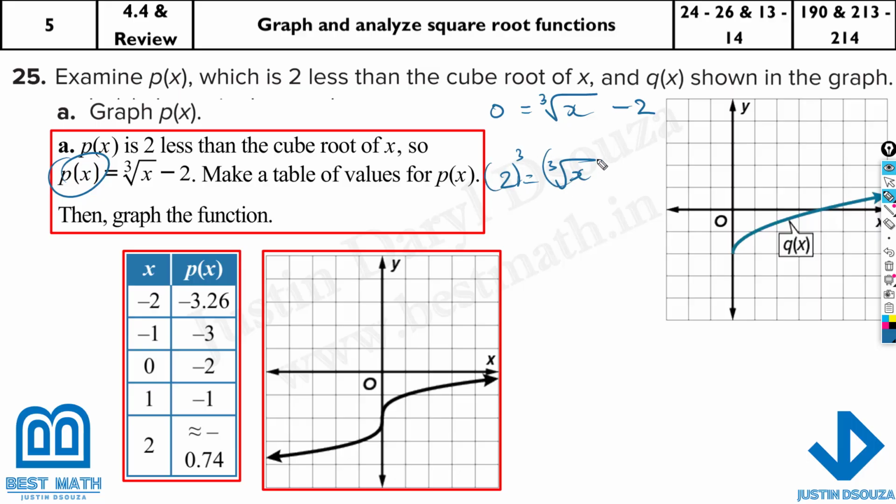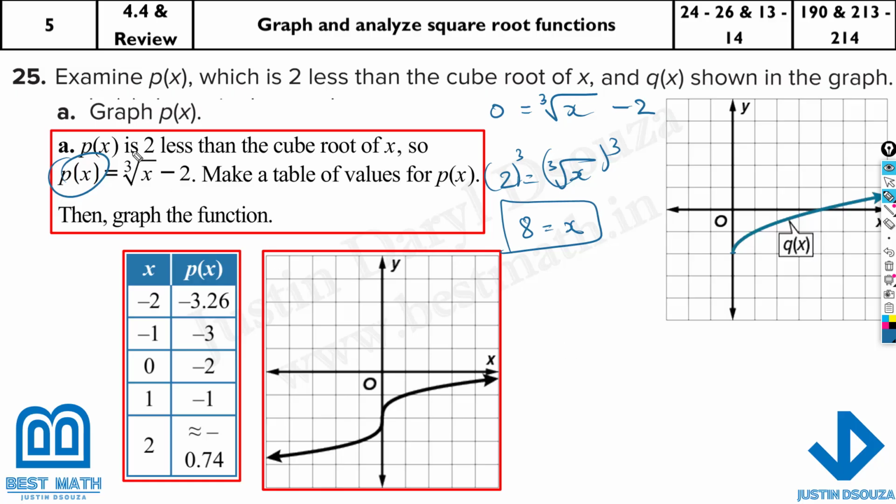Cube both the sides, make it power 3, and you'll get 8 is equal to x. This is the way to actually find the x-intercept. You can also find the y-intercept by this method, but also you can easily approximate it. Now, how do you find the y-intercept?